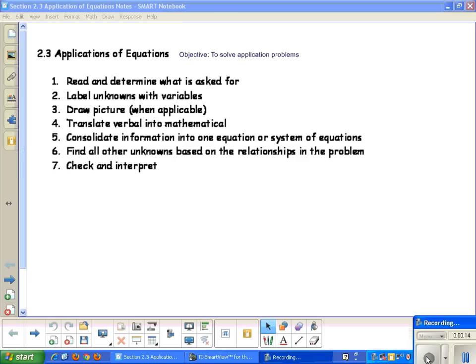Read and determine what is being asked for. Label unknowns with variables. Draw a picture when applicable. Translate verbal into mathematical. Consolidate information into one equation or system of equations. Find all other unknowns based on the relationship in the problem. And of course, you want to check and interpret your answers.